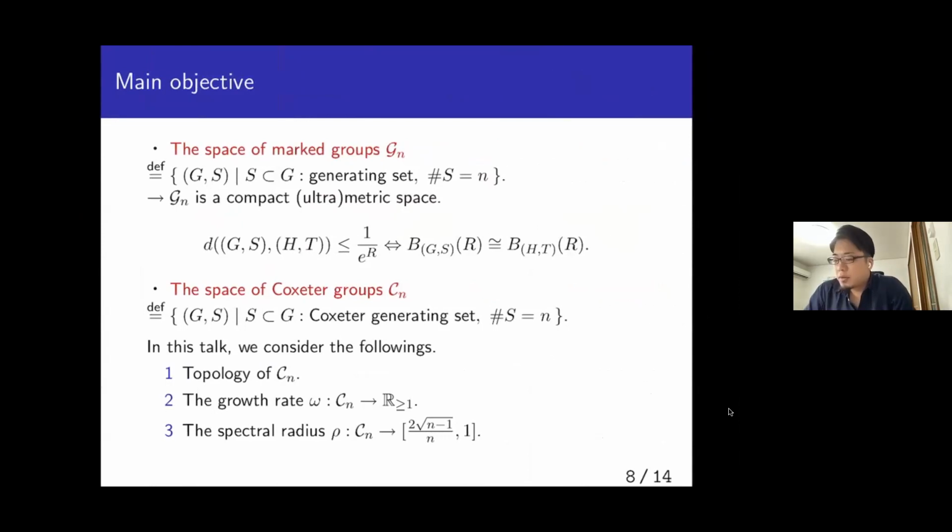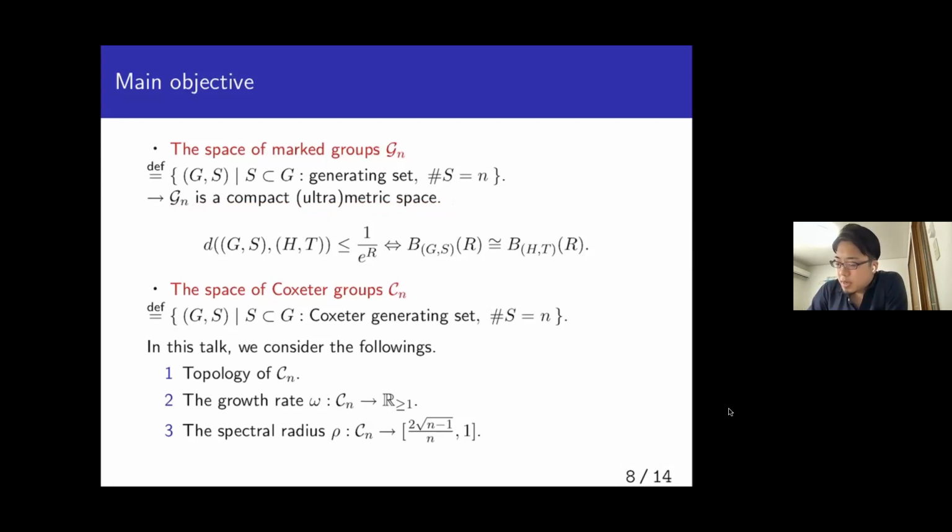And in order to explain my result, I will introduce the space of marked groups, which was defined by Grigorchuk. The space of marked groups, denoted by G_n, is the set of all pairs (G, S), where G is a group and S is a generating set of G with the number of elements of S equal to n. Then Grigorchuk defined the Chabauty-type metric on G_n and showed that G_n is a compact metric space.